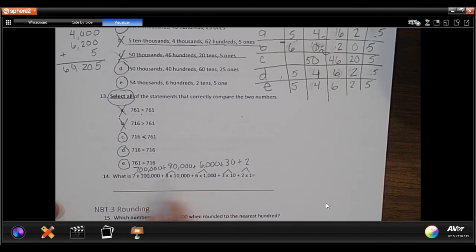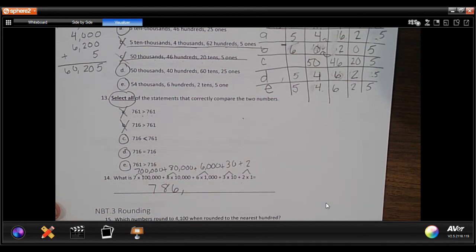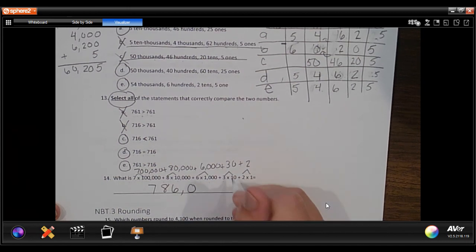Now we recognize this. This is regular expanded form. Now I'm going to put it together to make standard form. So I have a 7 in the 100,000s place, an 8 in the 10,000s place, a 6 in the thousands place. I don't have any hundreds, so I'm going to put a 0 there. 3 in the tens place, and a 2 in the ones place.